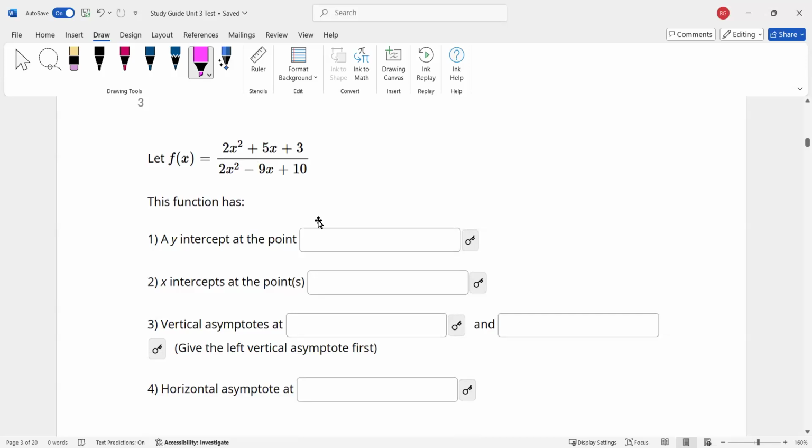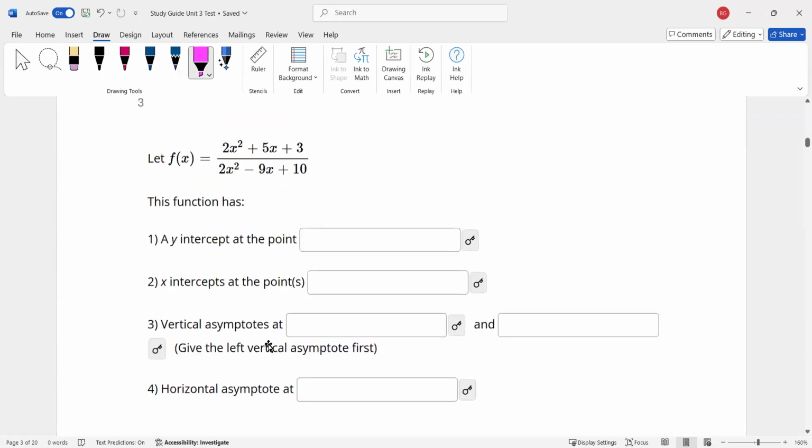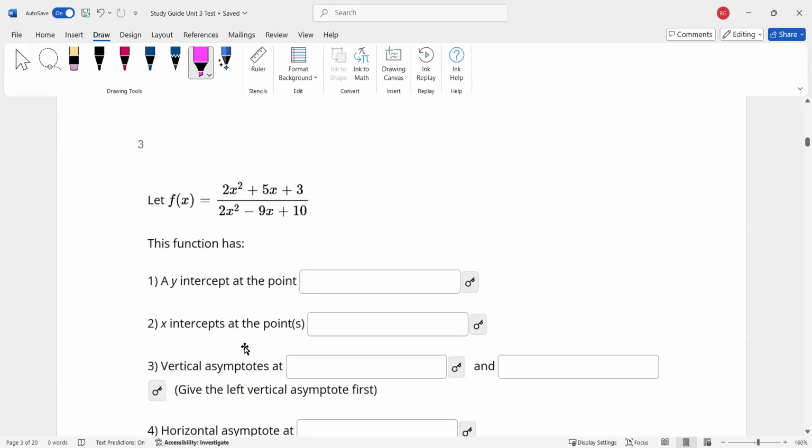Here we have a rational function. We need to find the following 4 parts. Okay. Part 1, y-intercept. Part 2, x-intercepts. Well, doesn't matter what type of function, finding the x-intercepts and the y-intercept, we have the same method, right? To find a y-intercept, we make x be 0, okay? To find a y-intercept, make x be 0 in the function. Then we have a y, f of x is y, right?